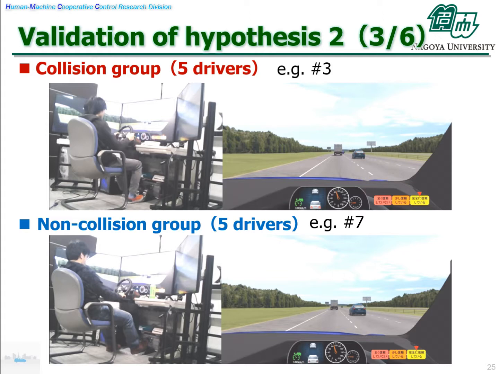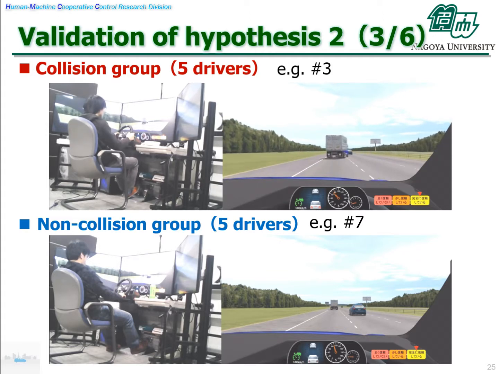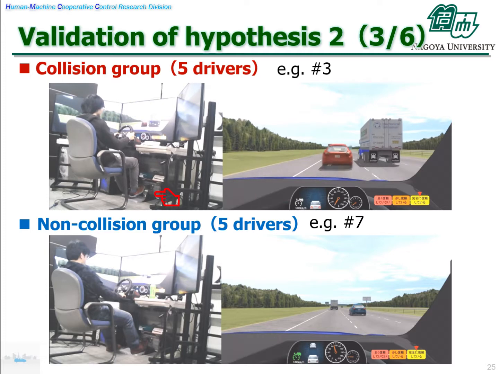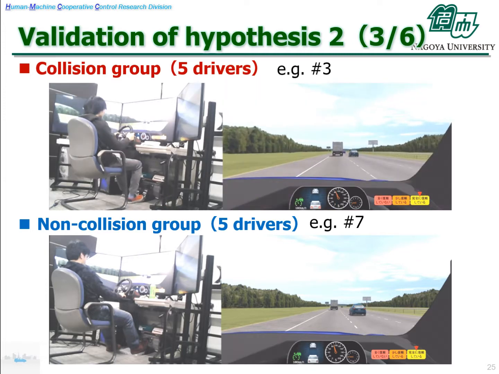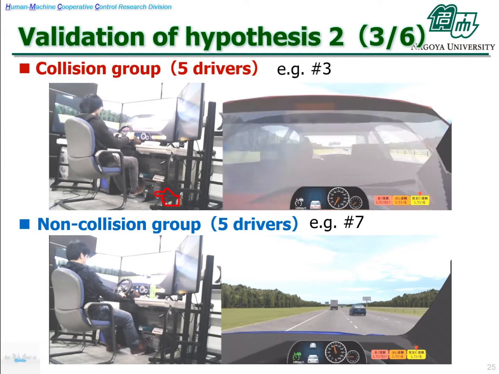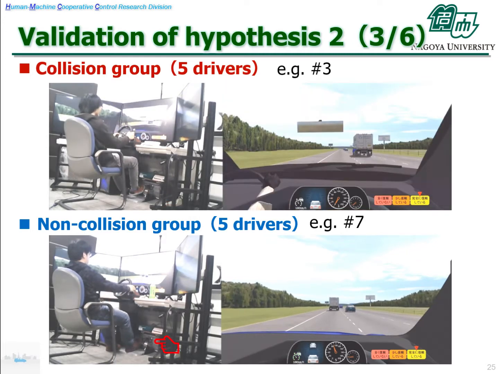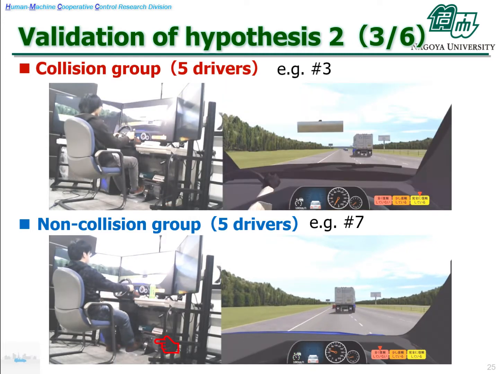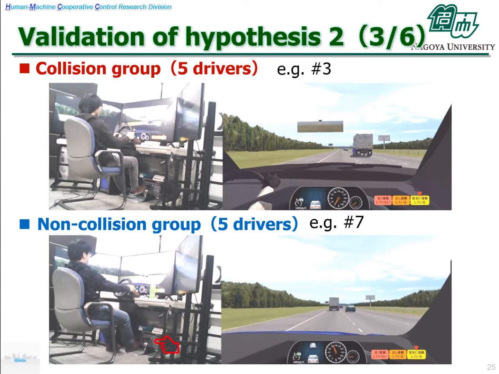Let's see an example of the collision group. The participant number 3. We can see that he pushed the brake at a very late time, vacillatingly. On the other hand, participant 7 pushed the brake very quickly when the trailer slowed down. Let's see again.